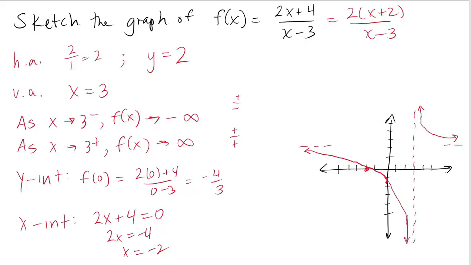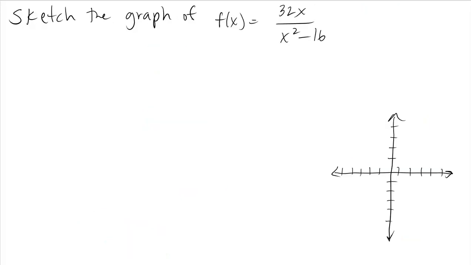Let's do another example. Let's sketch the graph of f of x equals 32x over x squared minus 16. I would start by finding any asymptotes. I notice that the degree of the numerator is smaller than the degree of the denominator, and so the horizontal asymptote is automatically the line y equals 0, the x-axis. Then I would find any vertical asymptotes, and I find those by getting the function factored and then looking for zeros of the denominator.